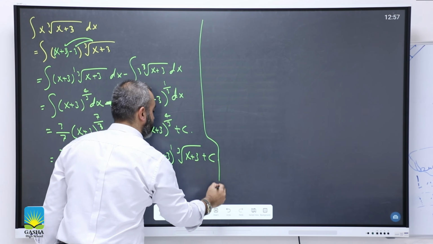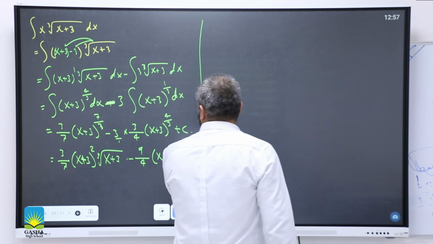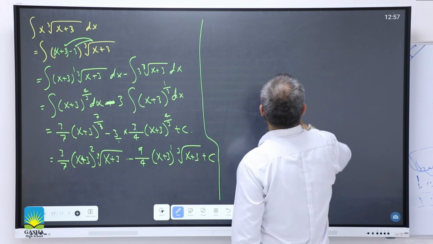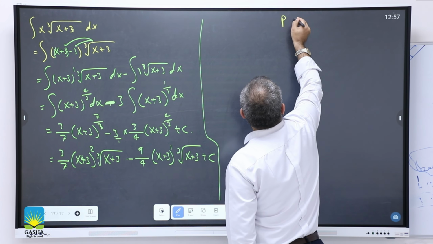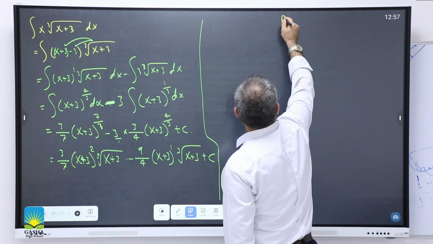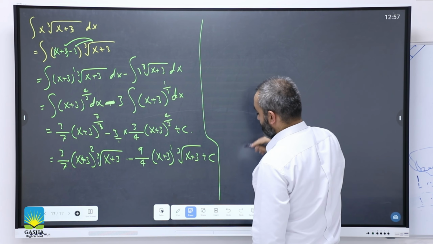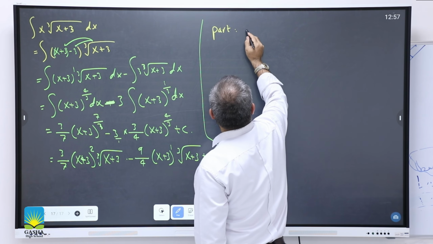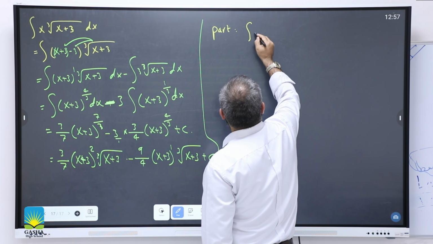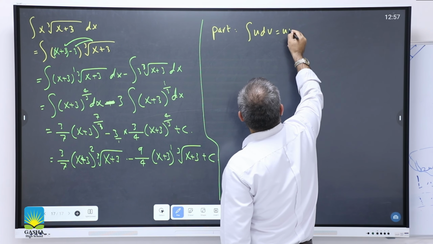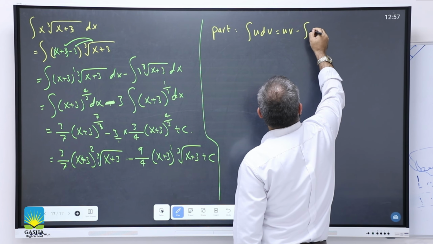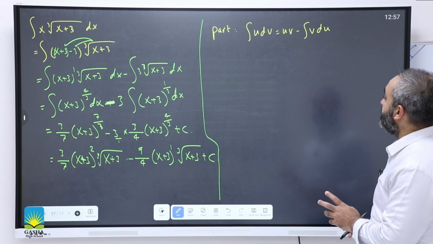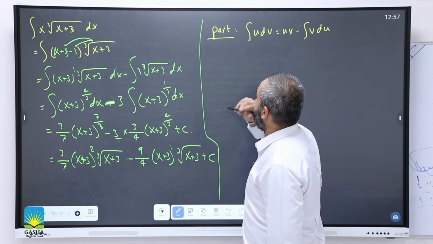That's the second question for this. We go to integration by parts. Integration by parts: we have the formula here, the integral of u dv equals uv minus the integral of v du, right? We have some integrals that can be solved by integration by parts.